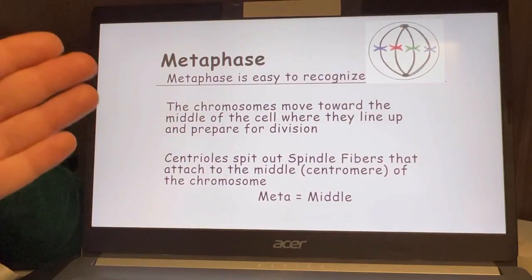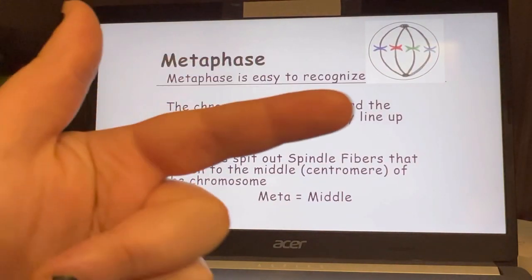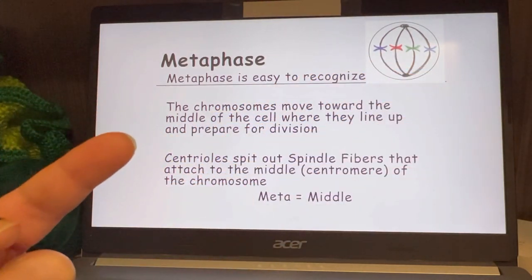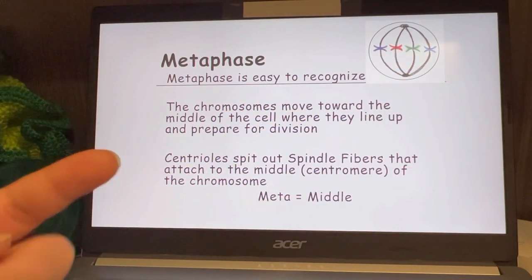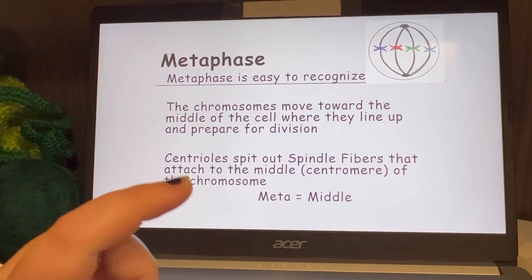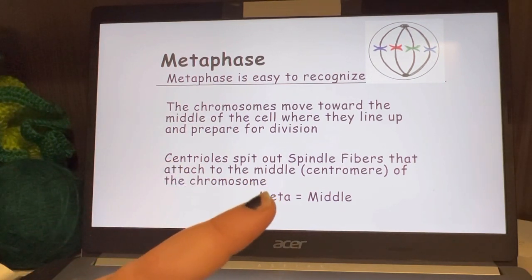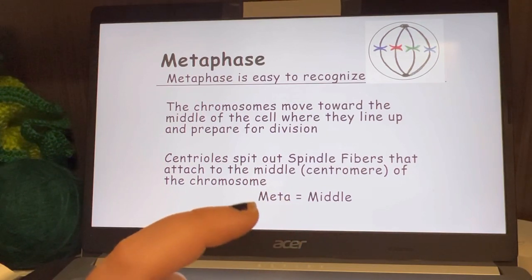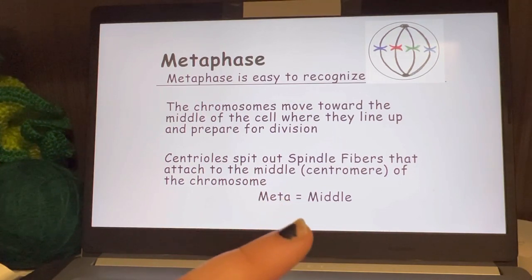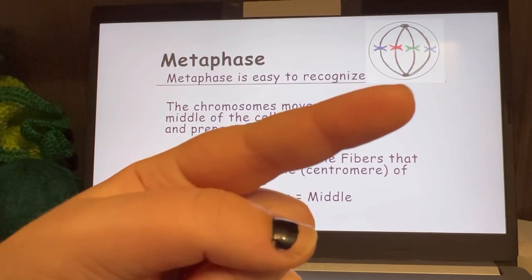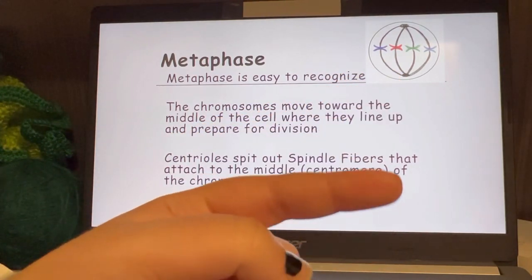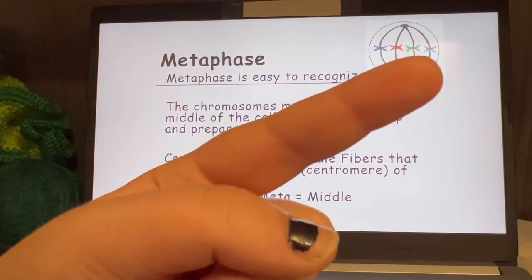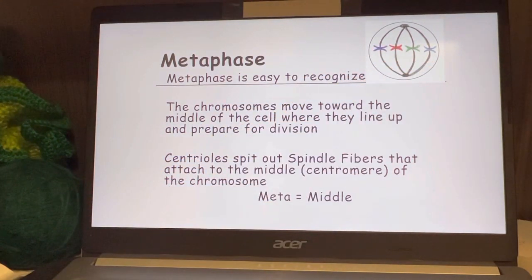So, metaphase, really easy to recognize. These are all lined up in one nice long line. The chromosomes move towards the middle of the cell where they line up and prepare for division. The centrioles spit out the spindle fibers that attach to the middle, so the centromere, of the chromosomes. Now, meta is the prefix and it means middle. So these here, centrioles, have released their spindle fibers and they're now attached to the chromosomes.